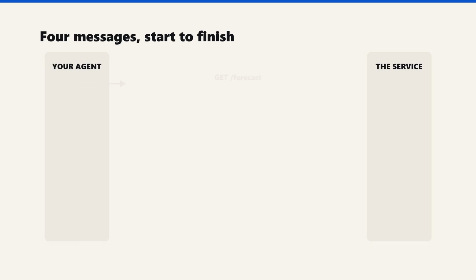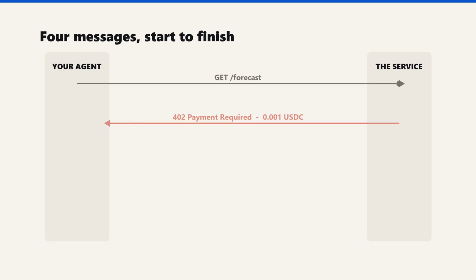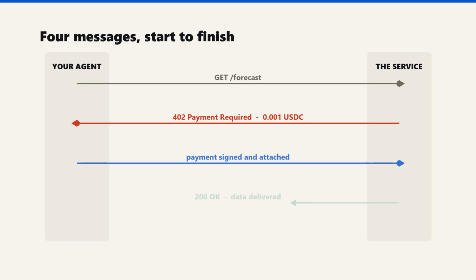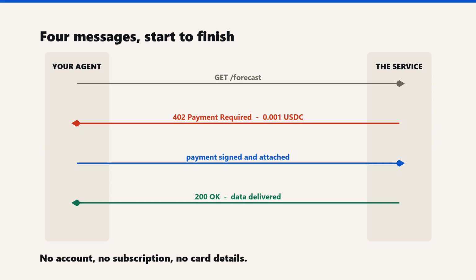Your agent asks a service for something. The service replies, 402, payment required, and it attaches the price and where to send it. The agent signs a payment, asks again, with the proof attached, and this time gets the data. 4 messages. That is the whole protocol.